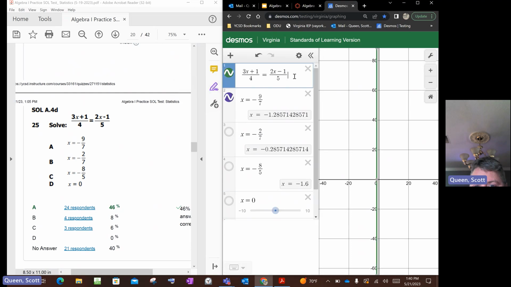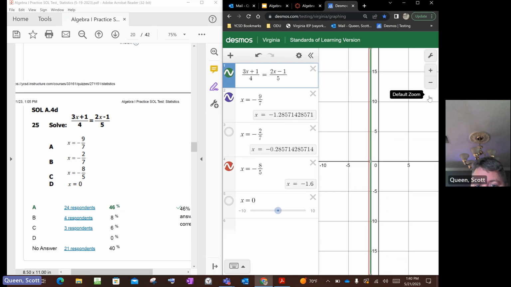Okay, so let's look a little carefully. Negative 1.286. Now, it looks like a little rounding took place. That one's it. Make sure I didn't make a mistake. X equals negative 8 over 5. Okay, X equals, oh, interesting. All right. X equals negative. I don't know why I saw it that way. That's clearly not it. Okay, so not it, not it, not it.